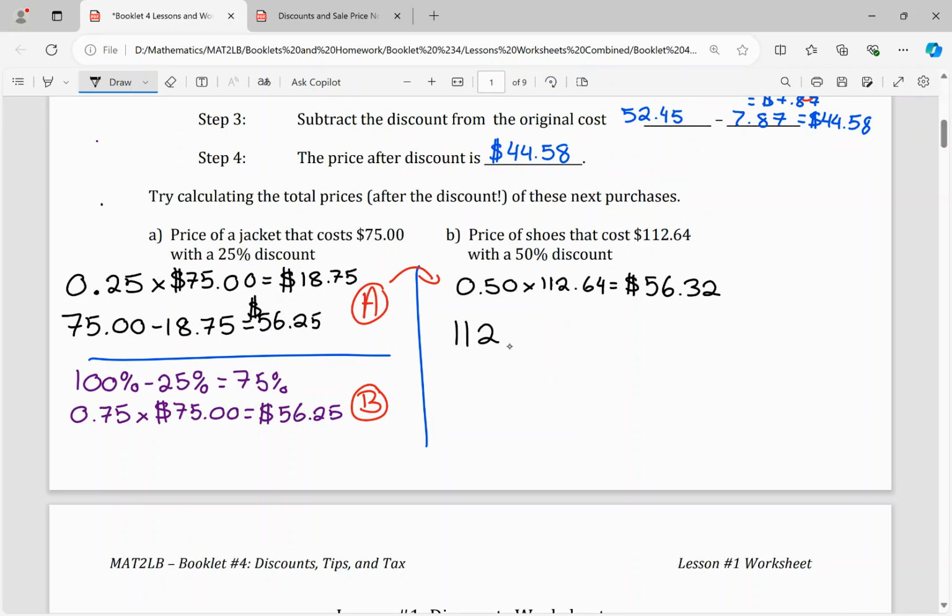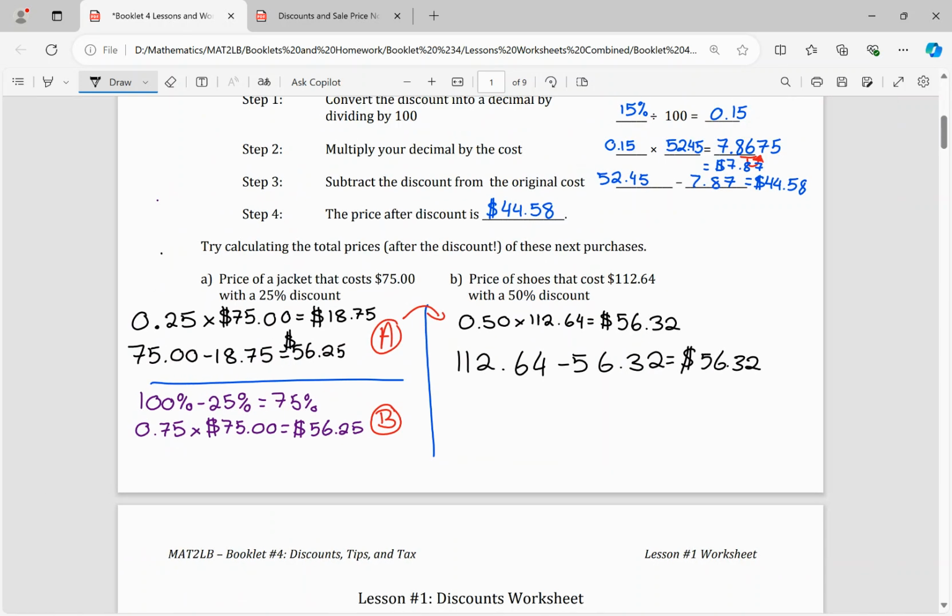So I take my original price, $112.64. I subtract off the amount that I'm saving, $56.32. And because it's 50%, I'm going to get the same number here, which is $56.32. Right, we're exactly halfway. I'm saving the same amount of money that I'm spending, $56.32.